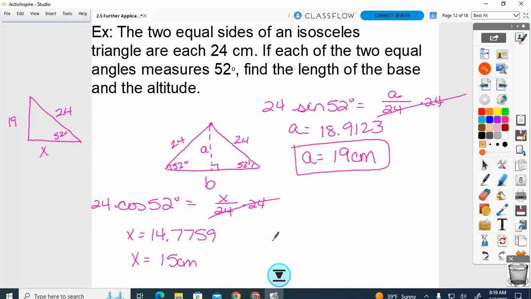So then, the final base. What would that be? We take it times 2, and we get 30 centimeters. Okay with everybody? Any questions there?